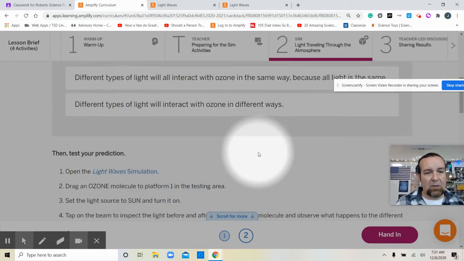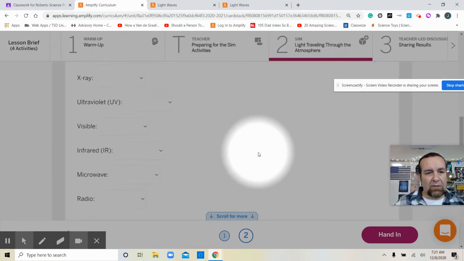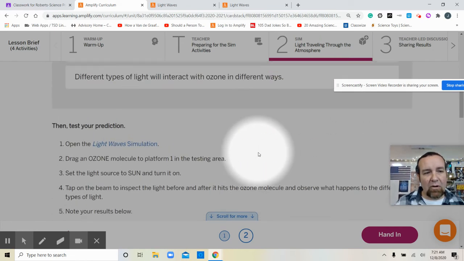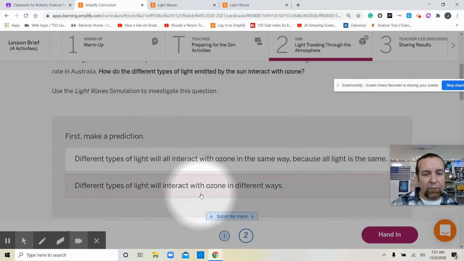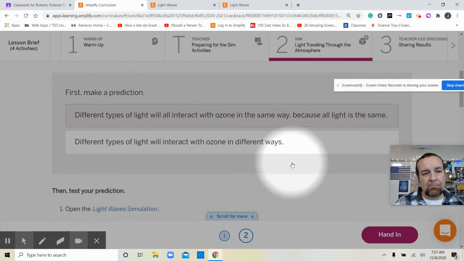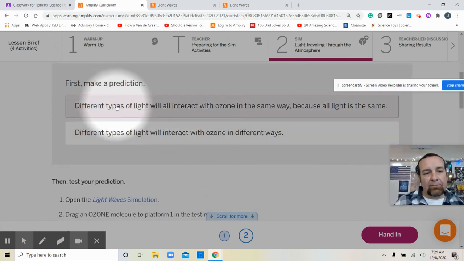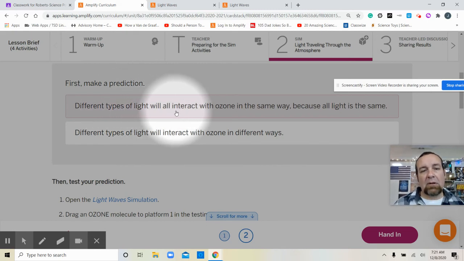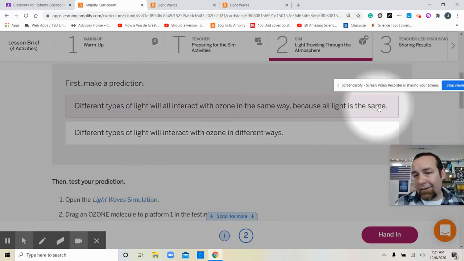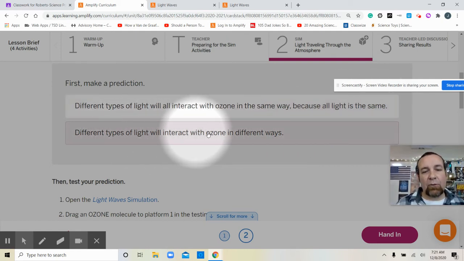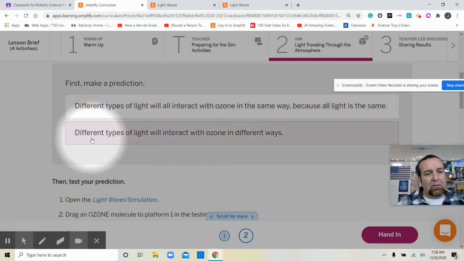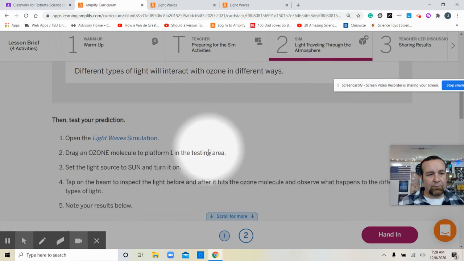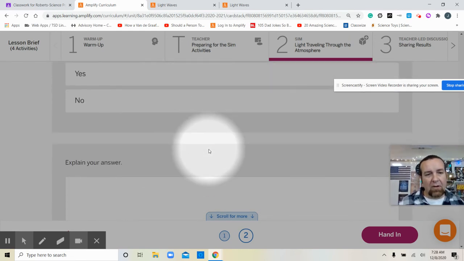This is part 2, and it's very similar to what we just did. The first thing you're going to do is make a prediction. Will different types of light all interact with ozone the same way because all light is the same, or will different types of light interact with ozone differently? So friends, let's go ahead and make that prediction right now, and then we are going to go through and do some testing.